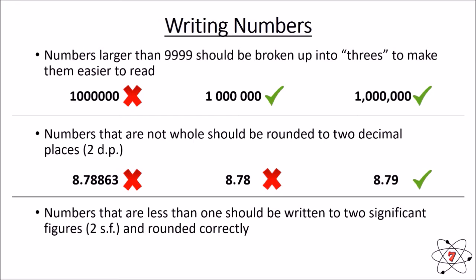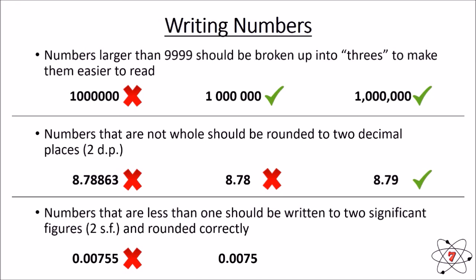Now, if we have a number that is less than 1, we need to make sure we're writing to 2 significant figures and that again we round correctly. So let's have another look at an example. 0.00755. A really detailed answer, but for the most part we only need it to be to 2 significant figures. Significant figures are numbers that are not zeros. So this is going to be incorrect in most cases. So when we round it, we could round it to 0.0075. The 75 are the next 2 significant figures.